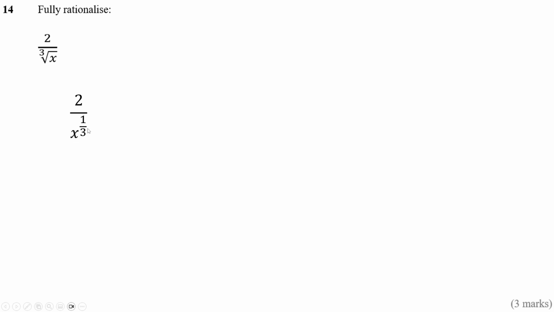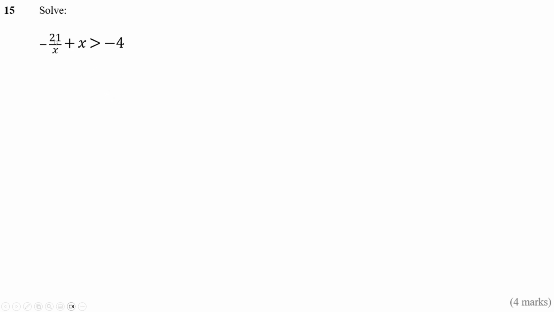One way that you can do it is you multiply it by x to the power of 2 over 3. Because if you multiply by x to the power of 2 over 3, 2 over 3 plus 1 over 3 is just 3 over 3, which is just 1. So if we multiply the top and bottom by x to the power of 2 over 3, you'll have just x on the bottom, and you'll have 2x to the power of 2 over 3 on the top. That's the same thing as saying the cube root of x squared. So that's your answer.